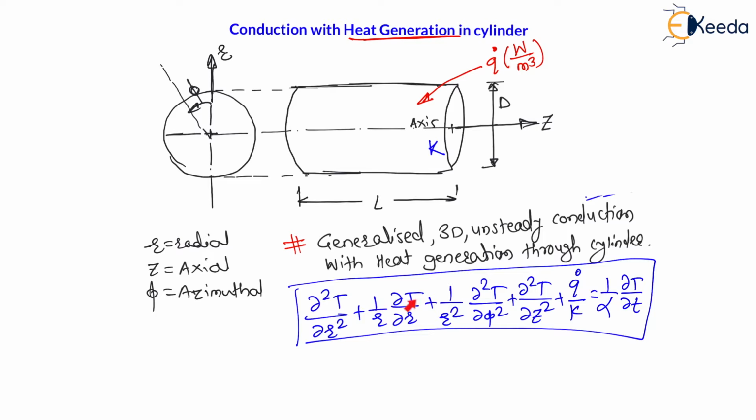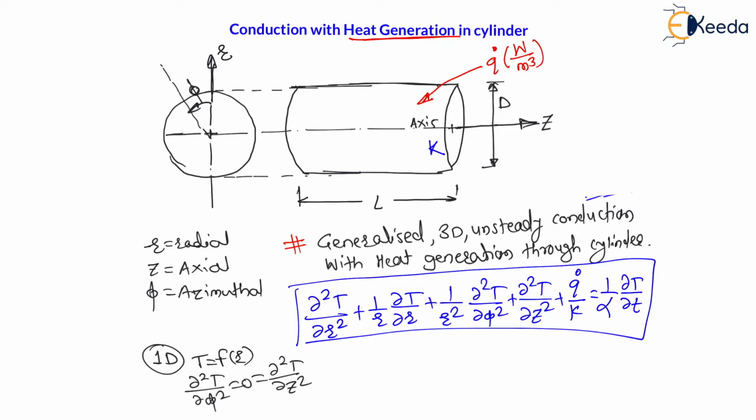Now, my dear students, the special case of this equation, that is conduction with heat generation in a cylinder. For this special case, we assume that the heat transfer is one-dimensional, so the temperature is a function of only the radial direction. There is no heat transfer in the azimuthal, angular direction, or in the axial direction. Because of this assumption, ∂²T/∂φ² will become equal to 0, which is also equal to ∂²T/∂z², as it is not a function of φ and z.